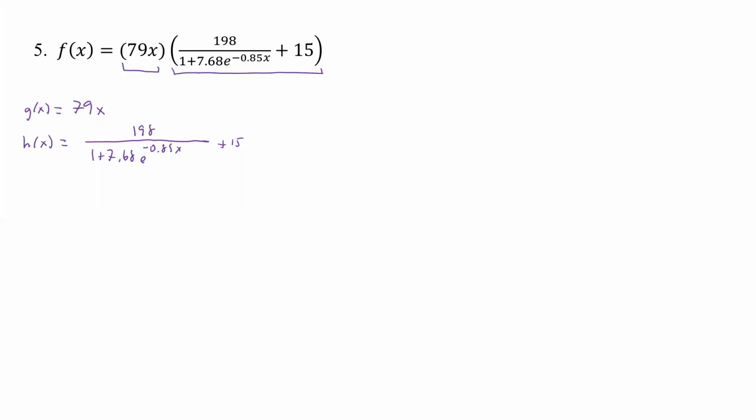Okay. Now, I can easily take g prime of x, so I'll put that over here. G prime of x equals 79. Now, this one, we're going to have some issues because we're going to have one inside function here. We're going to have another inside function here. And then we're going to have our overall outside total kind of function. Okay. So let's go ahead and work on this.